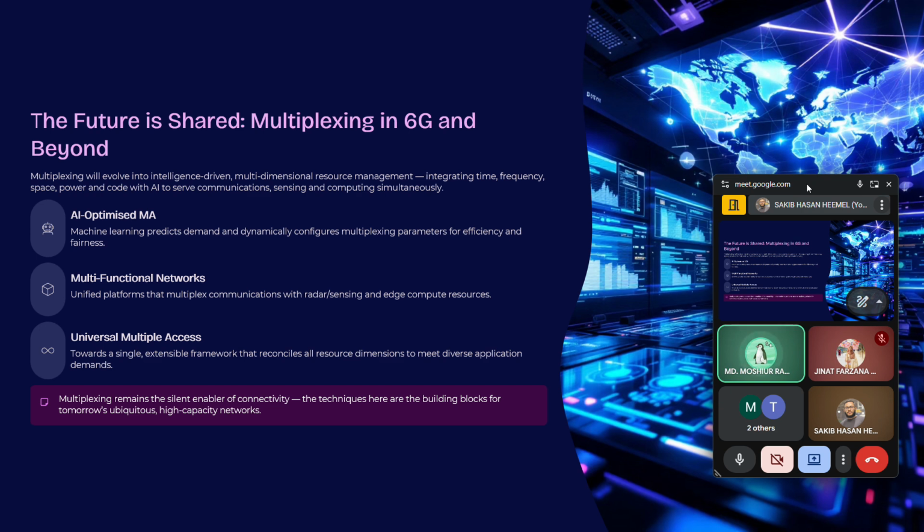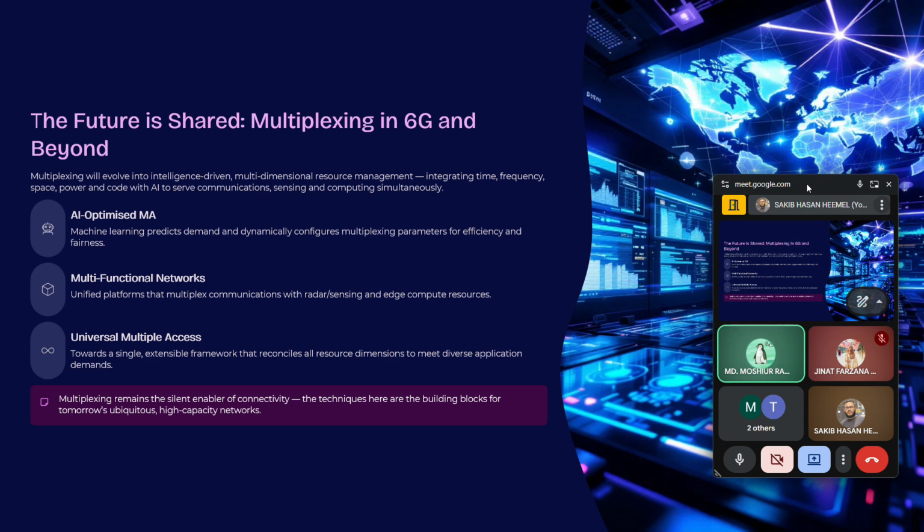In the future, multiplexing isn't just a background utility, it's becoming an intelligence-driven, multidimensional ecosystem. We are moving beyond just sharing space to integrating time, frequency, power, and code into a single fluid resource managed by artificial intelligence. Three pillars of the 6G revolution.